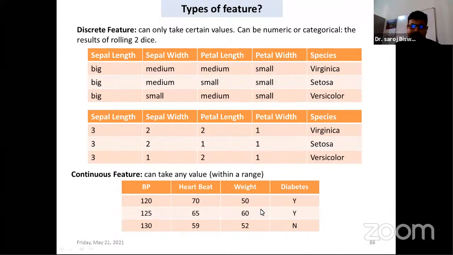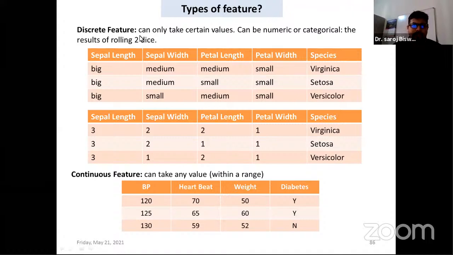If the features are like this, say BP is represented by 120, 125, 130, the heartbeat by 70, 65, 59, and weight like that, then we can say it is a continuous feature. The characteristic of a continuous feature is that it can take any value within a range. For example, we have weight here, say 50 to 100. We can take 50.1, 50.02, 50.5. So it can take any value within the range. If we have such a feature, then that is a continuous feature.